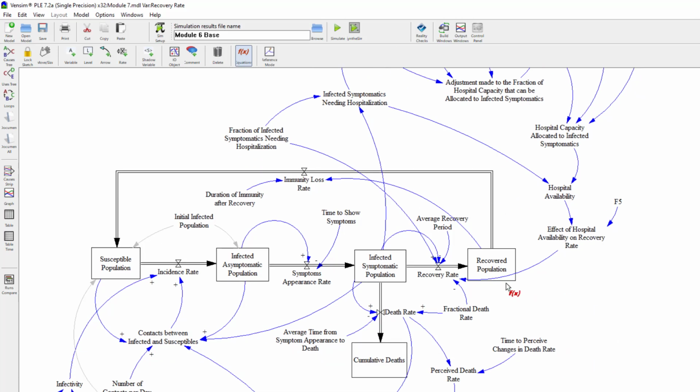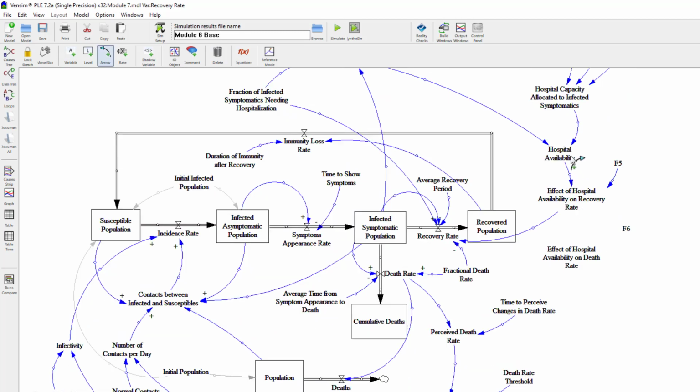And we are really at the last step, because now we want to create effect of hospital availability on death rate. And then the table function is going to be F6. Hospital availability will have an effect here. Let me move this around a little bit. And then F6 connected to this variable. Okay, and this will have an impact on the death rate.